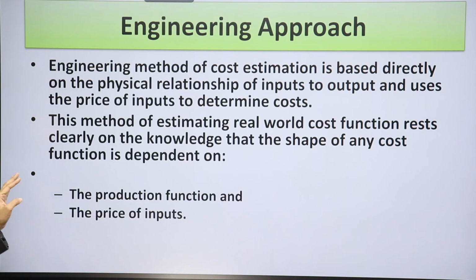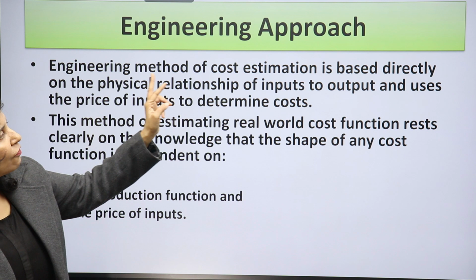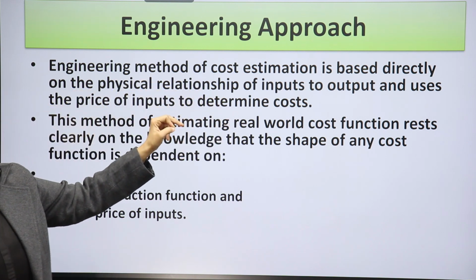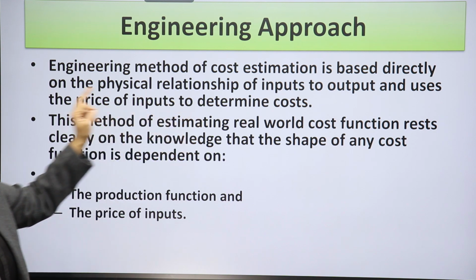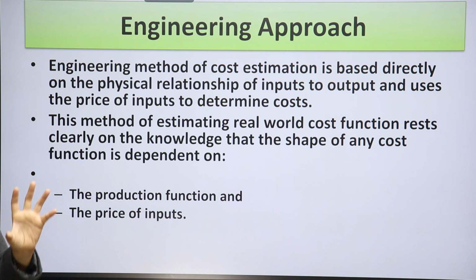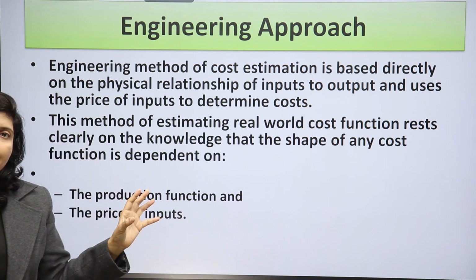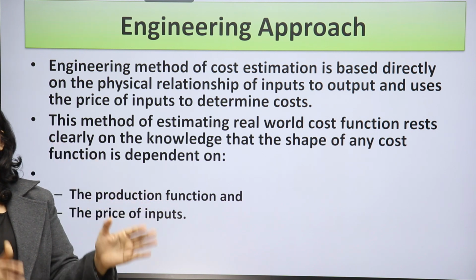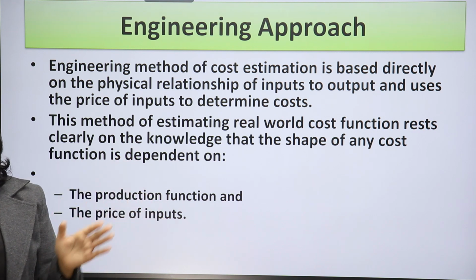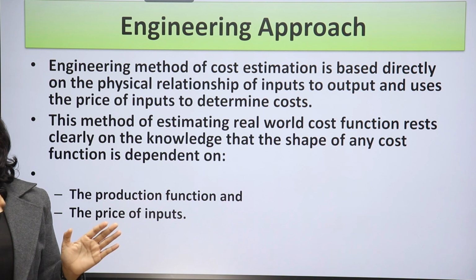Engineering approach. The engineering method of cost estimation is based directly on the physical relationship of inputs to output and uses the price of inputs to determine cost. So here price is very important and the physical quantities are important. If you are buying 10 kg of a certain commodity and the price of that commodity is 10 rupees, that means 10 times 100.